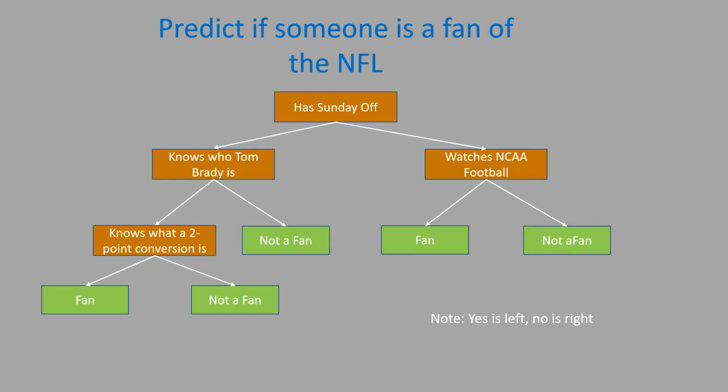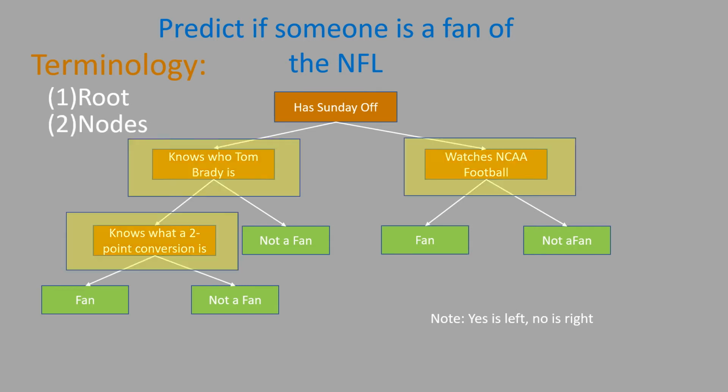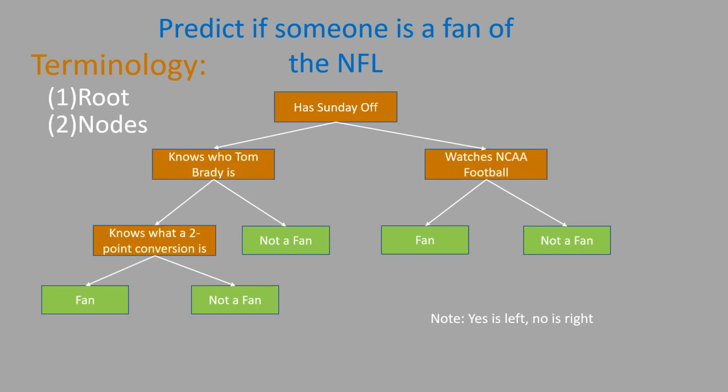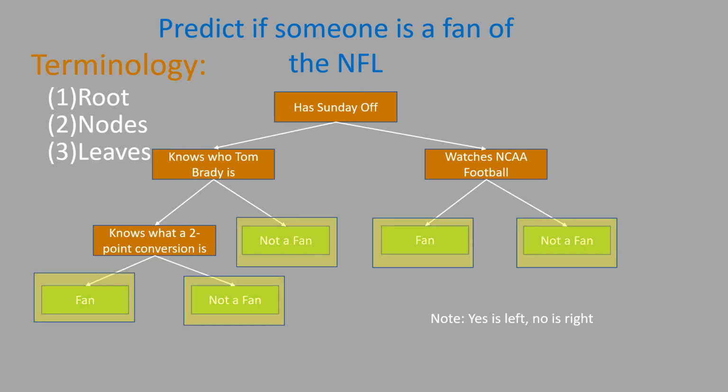about some basic terminology. The first question that the first decision is based on, which is the top rectangle here, is called the root. All the other questions in the decision tree are called nodes, or decision nodes. The last rectangle for each path in the decision tree are called leaves, and leaves are used to make predictions.